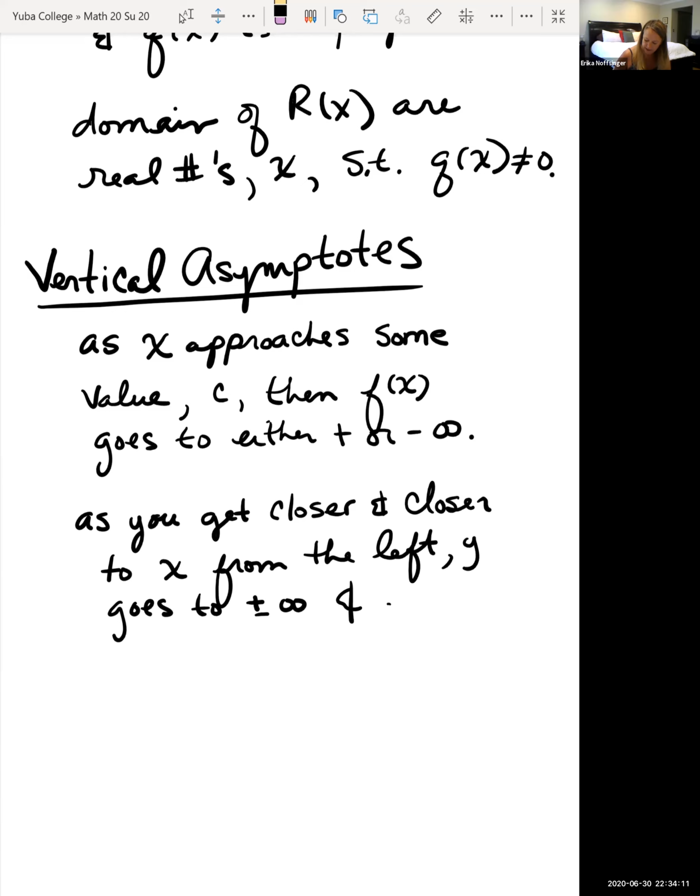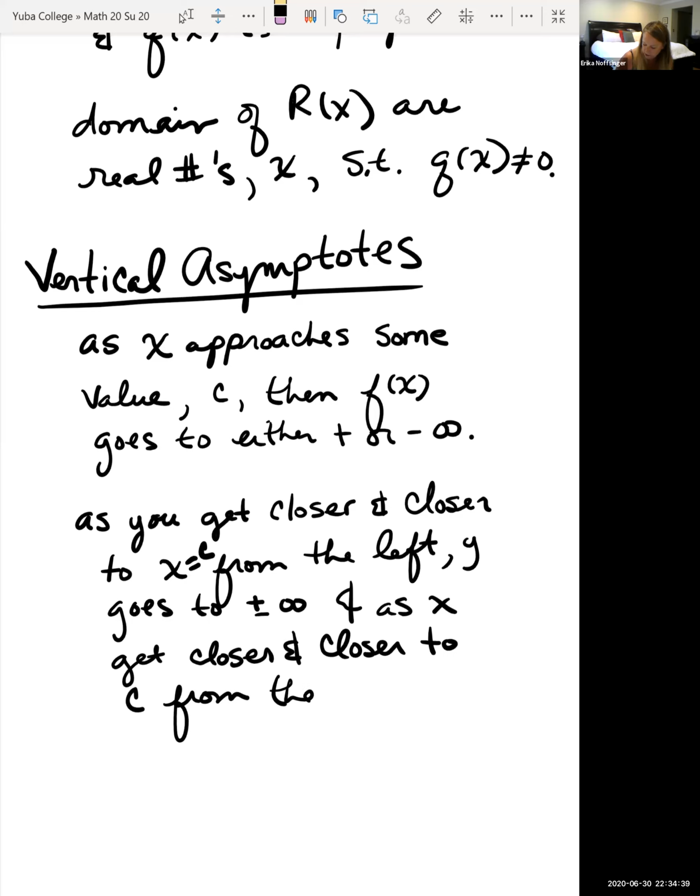And as you get closer and closer to x equals c from the left, y goes to plus or minus infinity, and as x gets closer and closer to c from the right, y goes to positive or negative infinity.